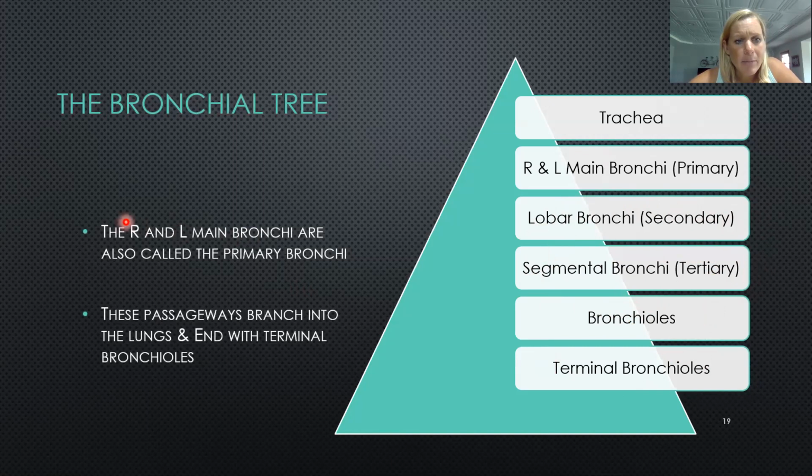Okay. The right and left main bronchi are also called primary bronchi. Again, they're the largest of the bronchial tubes, those main ones. These passageways branch into the lungs and end with terminal bronchioles.